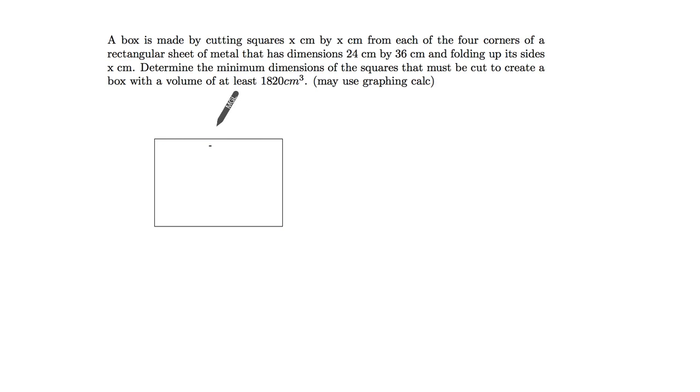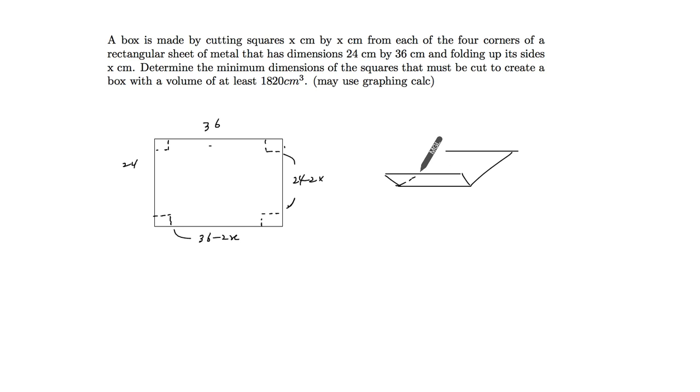Okay, so we have a box that's 36 by 24, and we're cutting off x by x from the corner. That makes this side 24 minus 2x, because we're cutting off two x's, and this one 36 minus 2x. If we fold this up, it looks something like that.